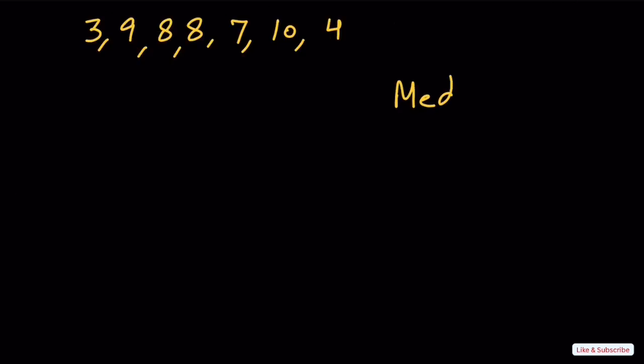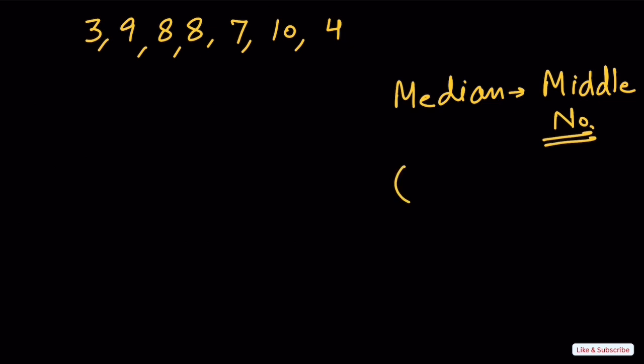We need to find the median. Now, in simple words, median is also known as the middlemost number. So how do you find the middle number? Before we find the middle number, the most important thing is we need to write these numbers in an order. The order could be increasing, it could be decreasing. Both of them are okay. So let's write them in the increasing order.